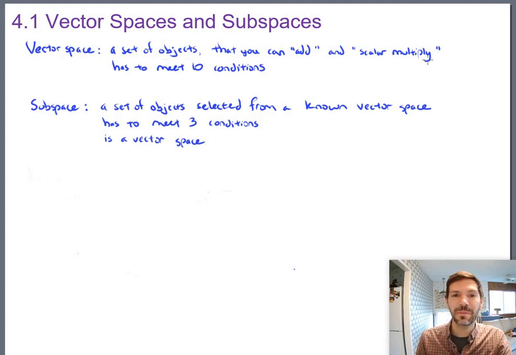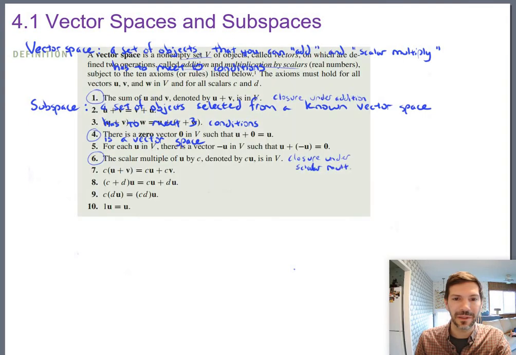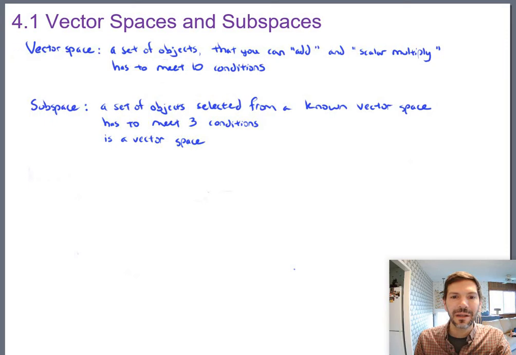Add can be any way that you want to combine those numbers together. And same thing with scalar multiplication. It can be anything you want as long as you can sort of do it by 2 or by 5 or any scalar. But then to be a vector space, that set of objects has to meet 10 conditions. Right, that was these guys here. And as long as it meets those 10 conditions, it's joined the vector space club. We'll be able to do nice things with it later.